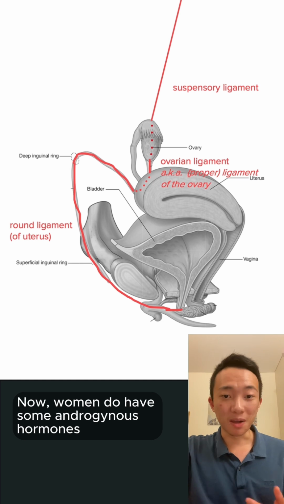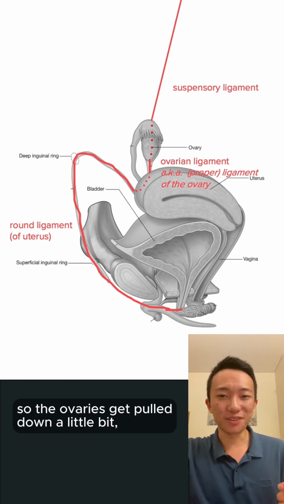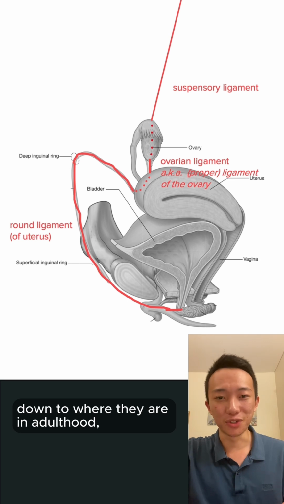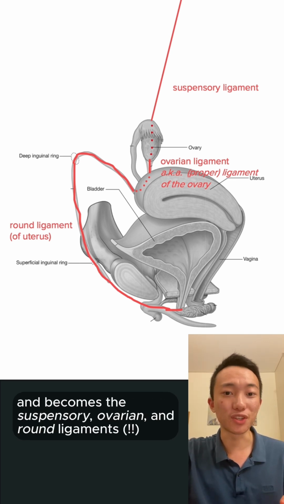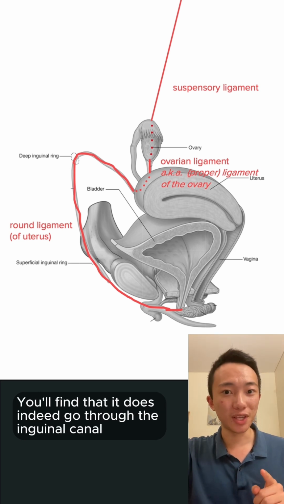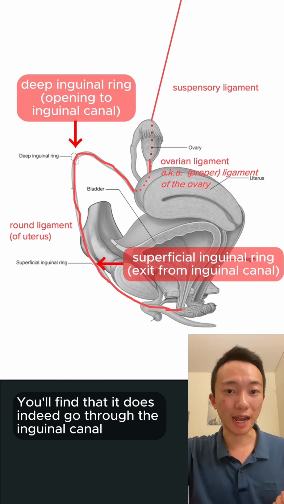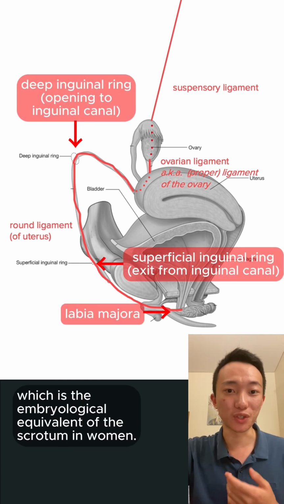Now, women do have some androgenic hormones, just not as high as men, so the ovaries get pulled down a little bit, down to where they are in adulthood, and then the gubernaculum just stays there and becomes the suspensory, ovarian, and round ligaments. Which is why, if you keep following the round ligament, you'll see that it does indeed go through the inguinal canal and ends in the labia majora, which is the embryological equivalent of the scrotum in women.